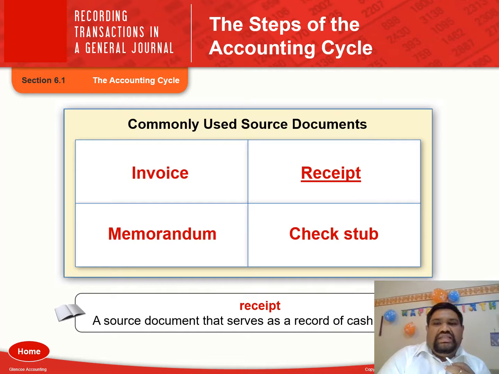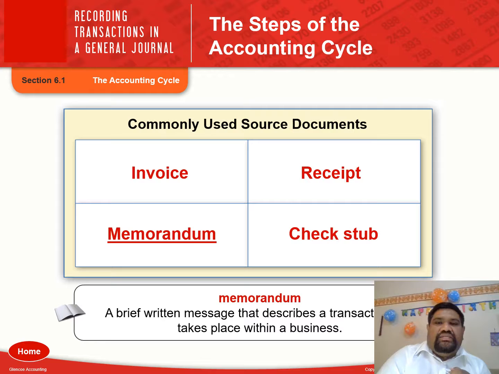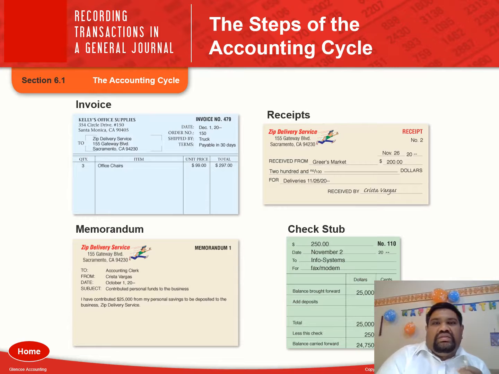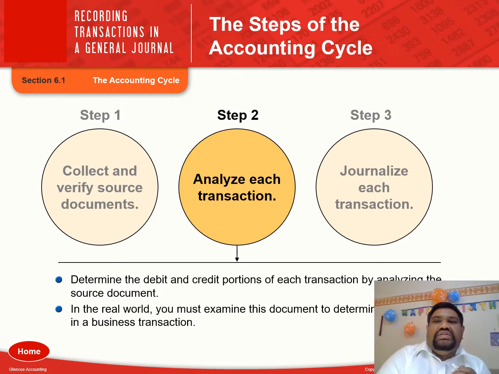Next one is receipt. It is a source document that serves as a record of cash and checks. The memorandum is a brief written message that describes a transaction that took place within the business for the accounting period. Then check stub, which deals with the bank, all the checks written down and the checks which we have received or issued. This is the format of invoice, receipt, memorandum and check stub. So these are the things we have as a bookkeeper.